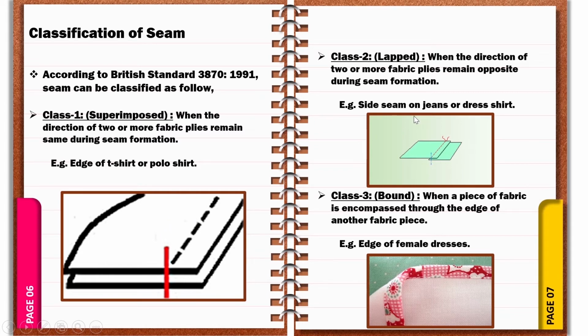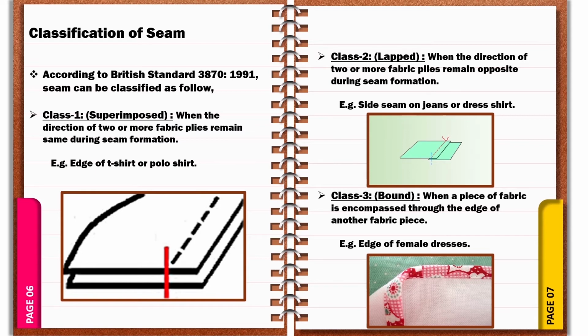Seam class 2 is lapped seam. It is just the opposite of the superimposed seam. In this case, the direction of two fabric plies should be opposite, and this type of seam is generally seen on jeans or dress shirts.